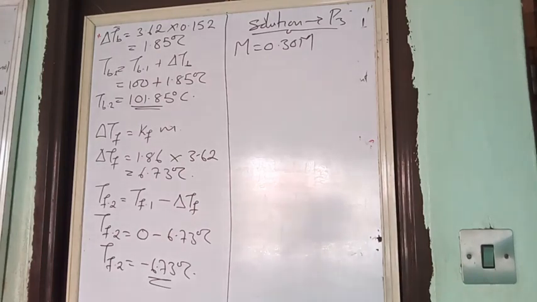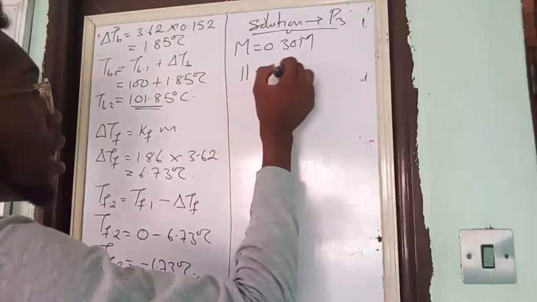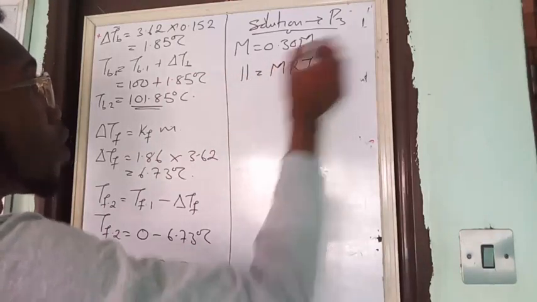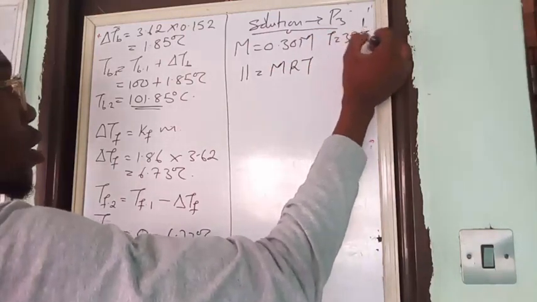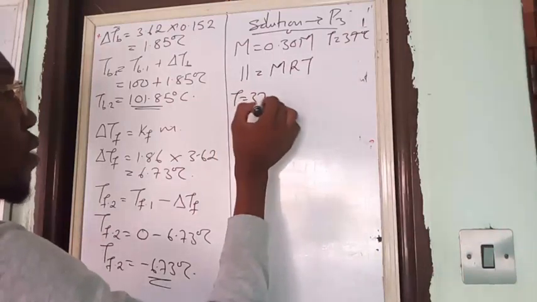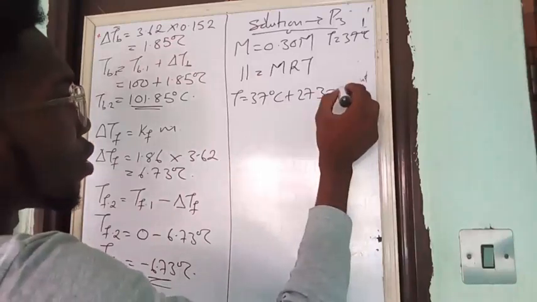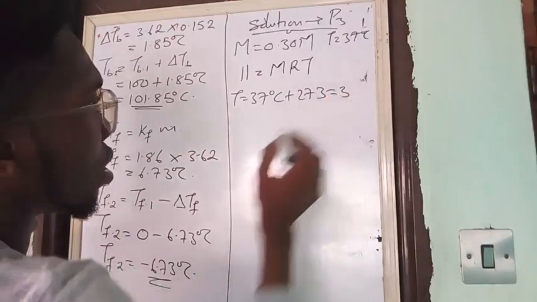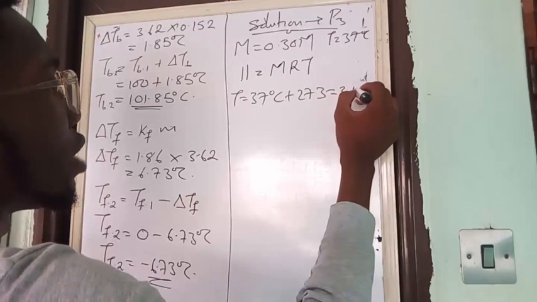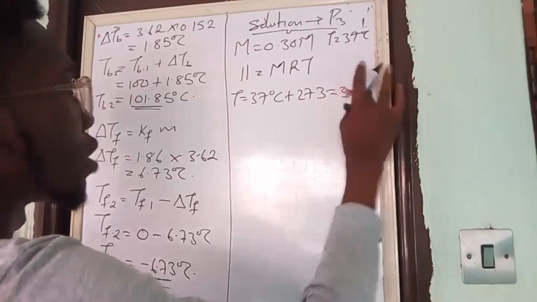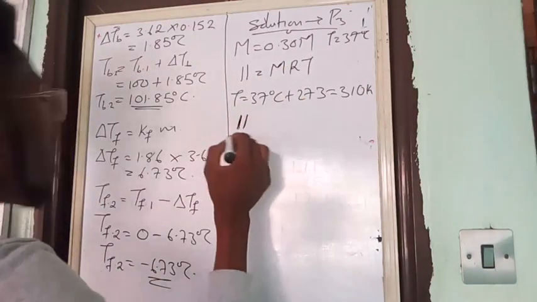We know our formula is π equals MRT. They gave you our temperature in that question as 37 degrees Celsius. But we know that temperature will now be equal to 37 plus 273, and when you do that, you should be getting 310 Kelvin.